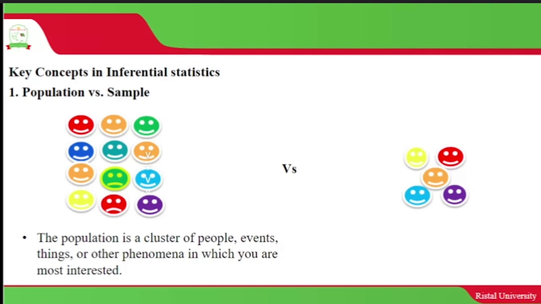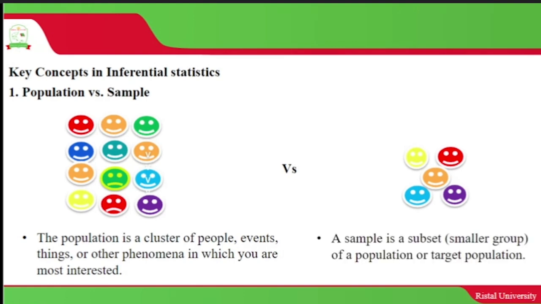A population is usually a cluster of people, events, items, things, or any other phenomena in which you are most interested. And then a sample is a subset or a smaller group of that population or target population. I hope we are still following.